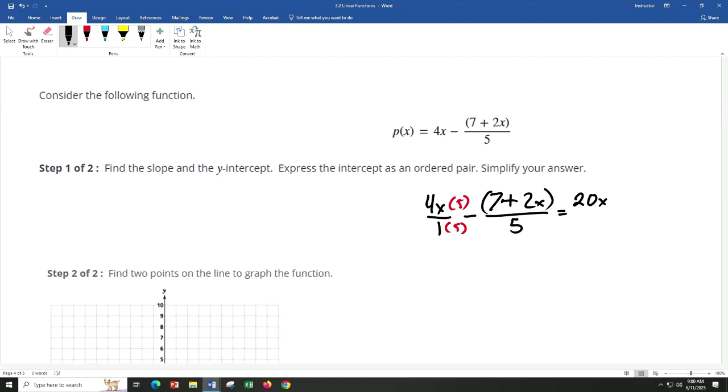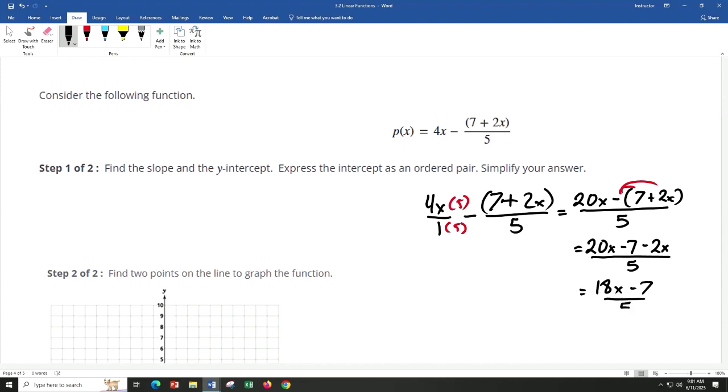Notice that negative has now moved up into the numerator, so I have minus. Do not forget you have this 7 plus 2x here. So what do I need to do with that negative there? Exactly, distribute that guy. So then I have 20x minus 7 minus 2x all over 5. How about we clean this up a little bit more, right? 20 minus 2 is going to give me what? 18x minus 7 all over 5.